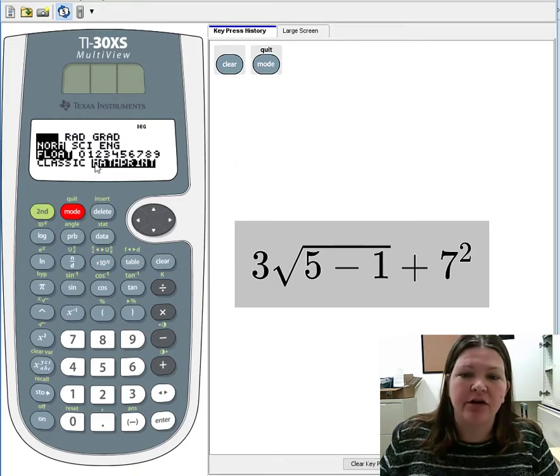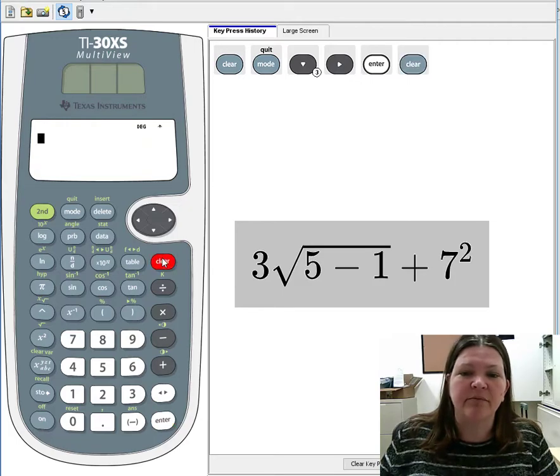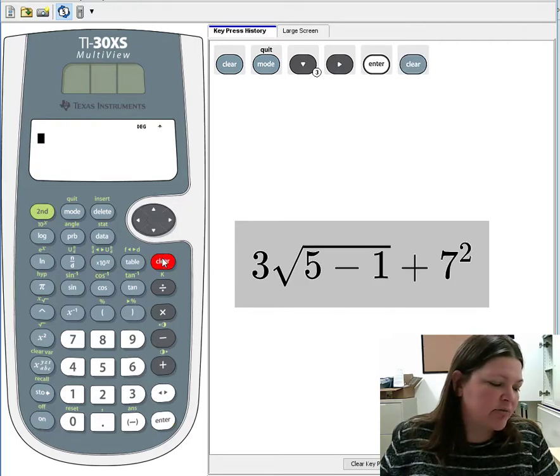My calculator, you can see math print is already black, but what if yours wasn't? You would just arrow down to the word math print, arrow right over it there, and press enter to select, and then you would be in math print. Go ahead and clear out of this screen, and now we're ready to type in this first expression.